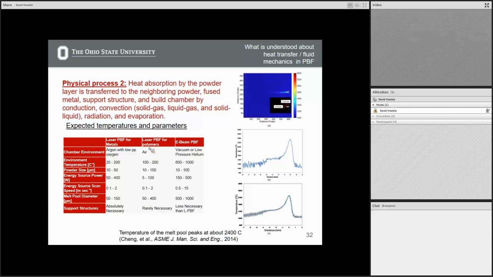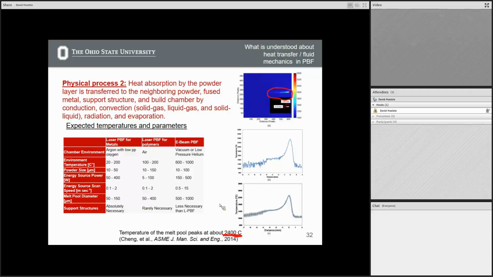This is a repeat of that table I showed earlier on, to give you a sense of different temperature profiles. The main thing to point out is we have ways in which you can measure with reasonable accuracy the temperature of the melt pool, and this is an example of the temperature of one of these melt pools. The temperature of this melt pool peaks at a variety of different levels. This is from a single paper, so I think you should take this with a grain of salt.